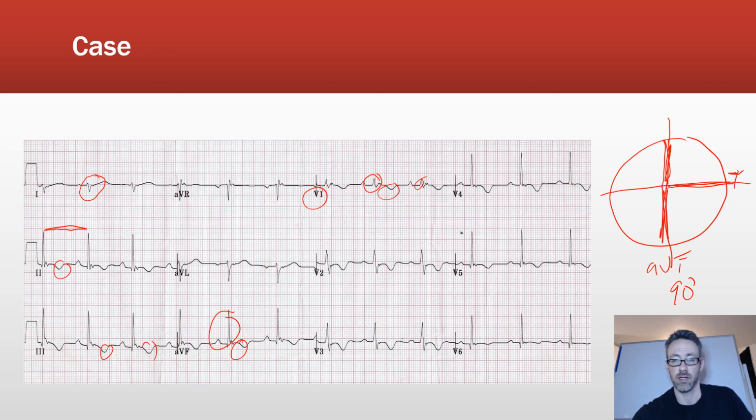Okay. Otherwise, if we take a look at the rest of the precordial leads here, everything looks fairly okay, but you're still seeing those inverted T waves. Okay.